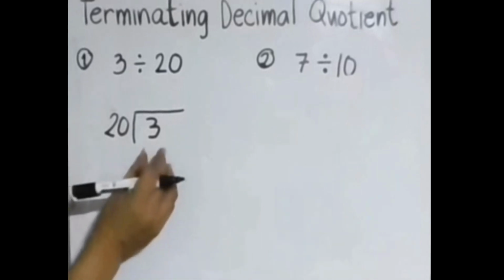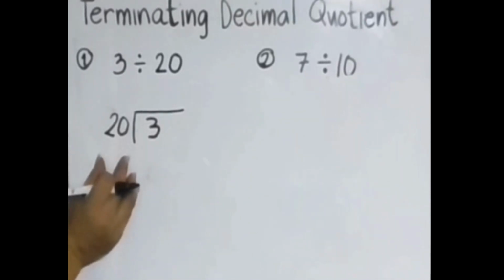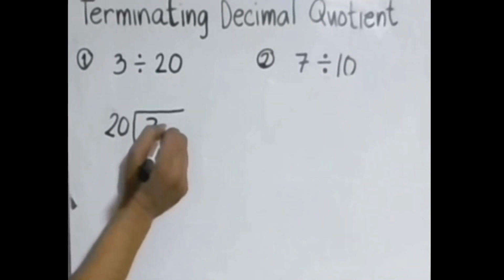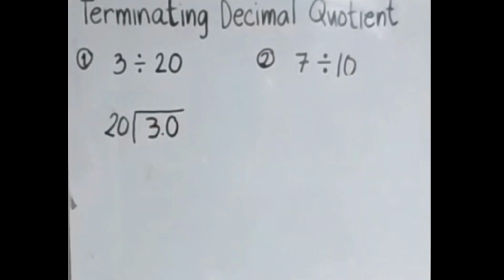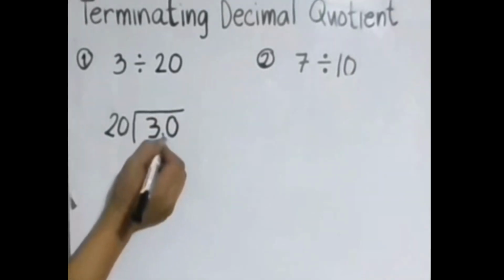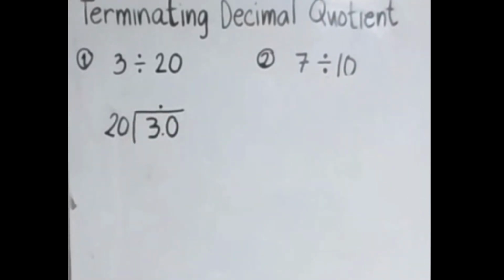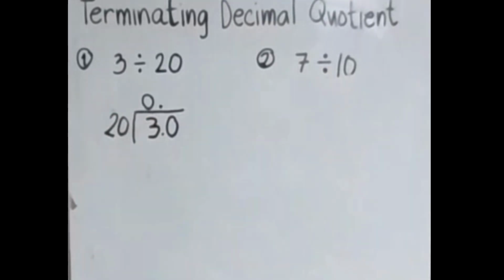Now, since our dividend 3 is smaller than our divisor 20, we need to add a decimal point here and add 0 in our dividend. Then, bago tayo mag-divide, kopyahin na natin agad yung decimal point sa itaas. Dapat nakatapat yan. At lagyan natin ng 0 sa unahan. Then now, let us divide.